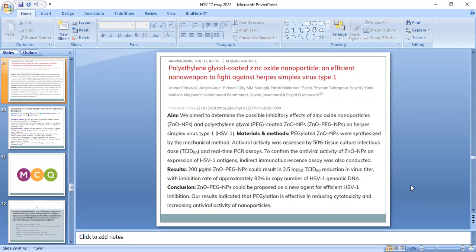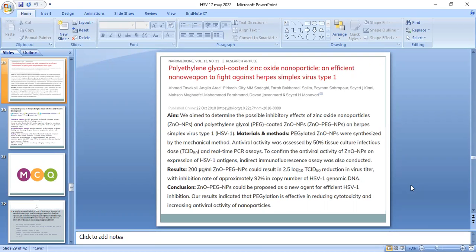The materials and methods: pegylated zinc oxide nanoparticles were synthesized by the mechanical method. Antiviral activity was assessed by 50% tissue culture infectious dose and real-time PCR assays. To confirm the antiviral activity of the zinc oxide nanoparticles on expression of type 1 antigens, in-depth immunofluorescence assays were conducted. The result is that 200 microgram per ml of zinc oxide pegylated nanoparticles could result in a 2.5 log 10 tissue culture infection dose reduction in virus titer, with an inhibition rate of approximately 92% in copy number of herpes simplex virus genomic DNA.